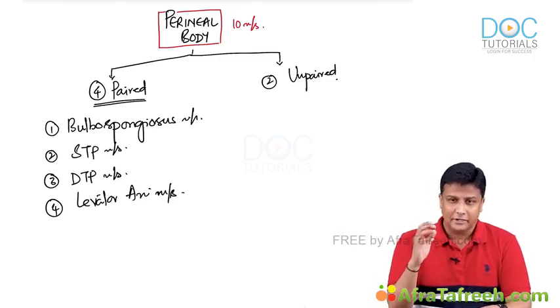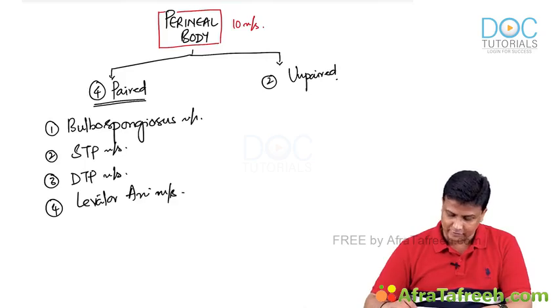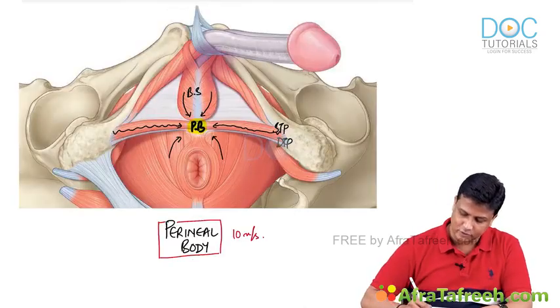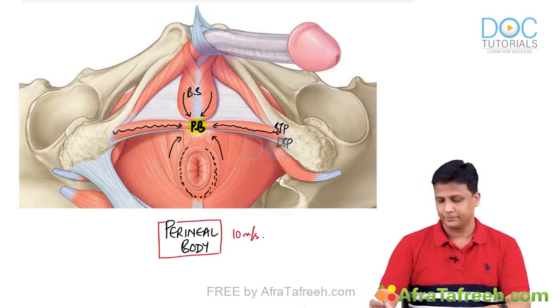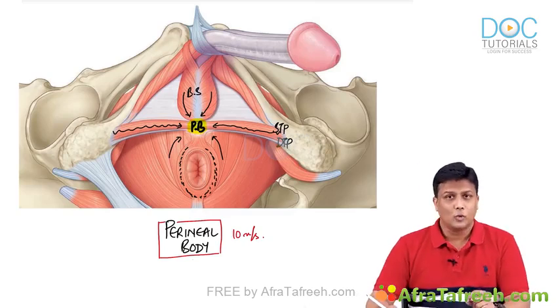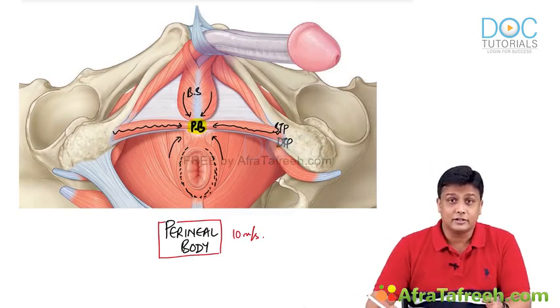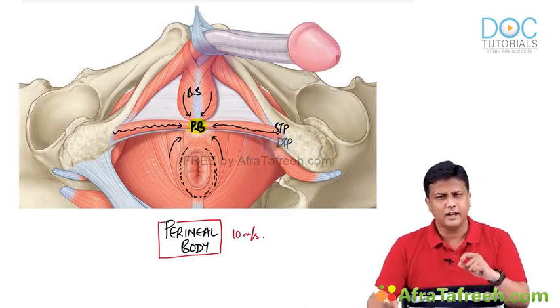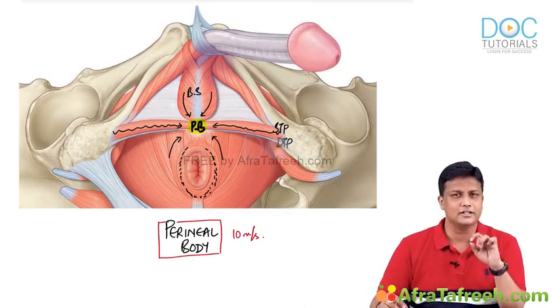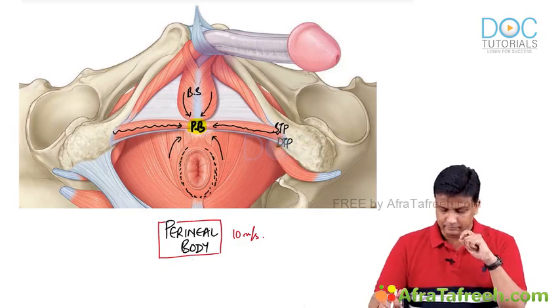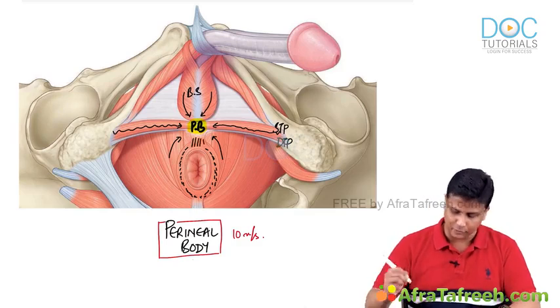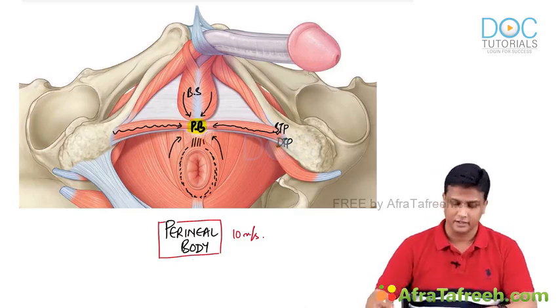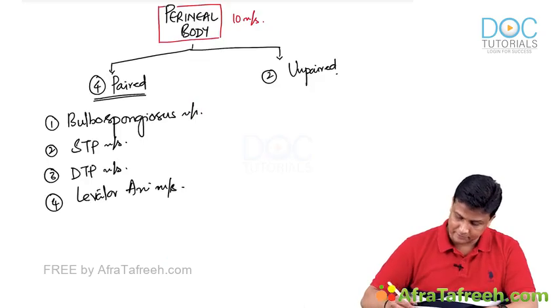Now what will be the 2 unpaired muscles? Let us again go back to this diagram here. In this diagram you are able to appreciate there is one muscle which is around this opening here, the anal canal, or we can say the opening of the anus. So what is that muscle? That muscle is nothing but your external anal sphincter. And is it a paired muscle or a single muscle? Remember, it is just a single muscle there. We can clearly appreciate in our diagram here, the external anal sphincter is also going to meet at the perineal body. So that is one of the unpaired muscles.